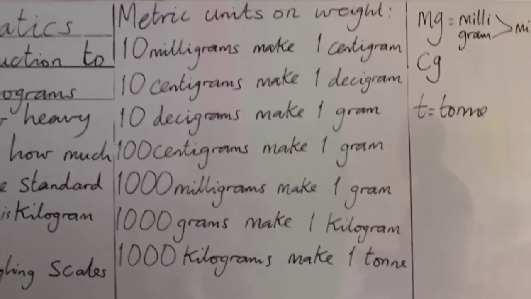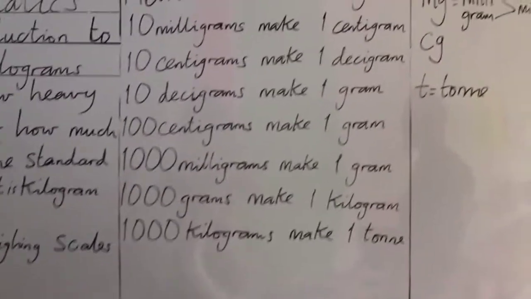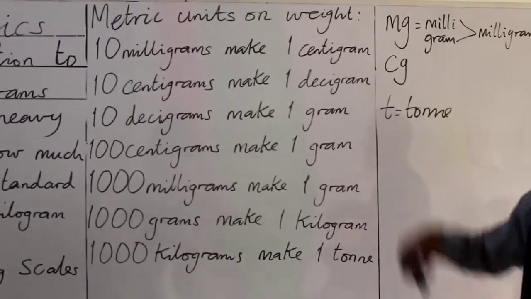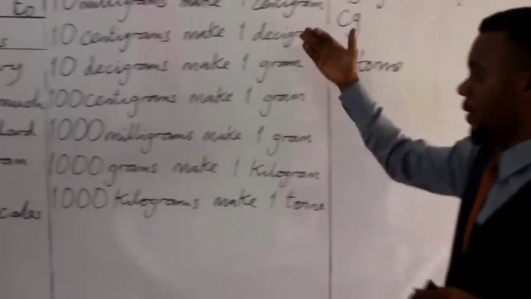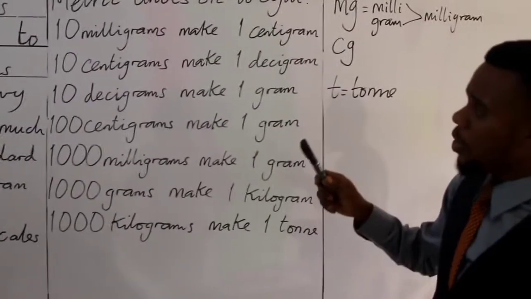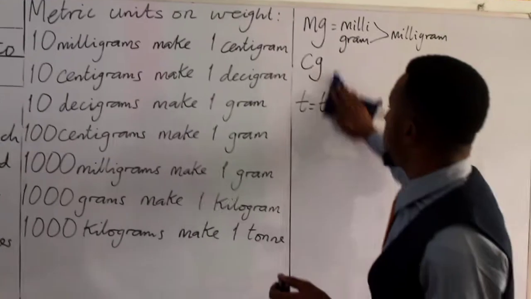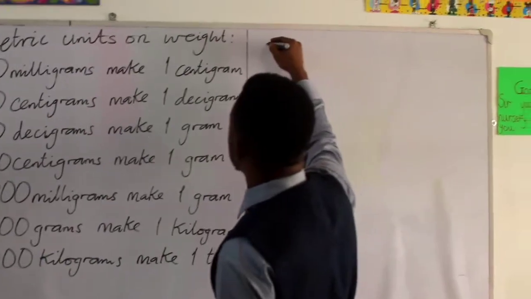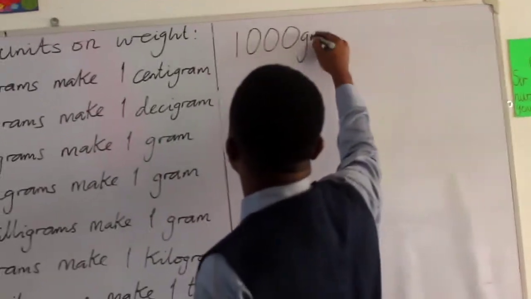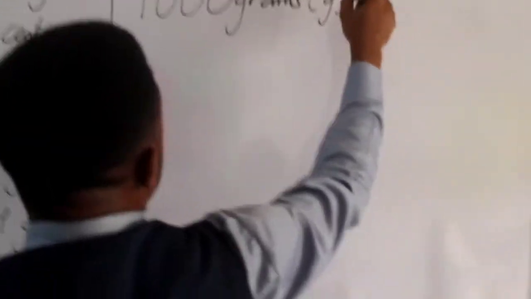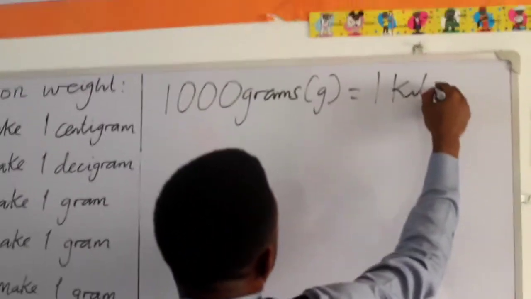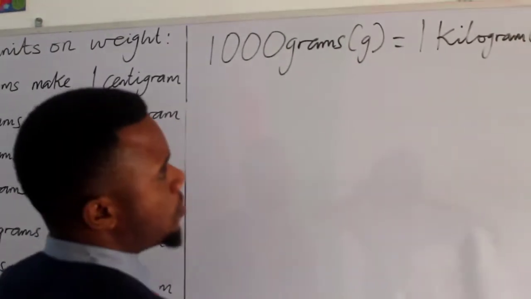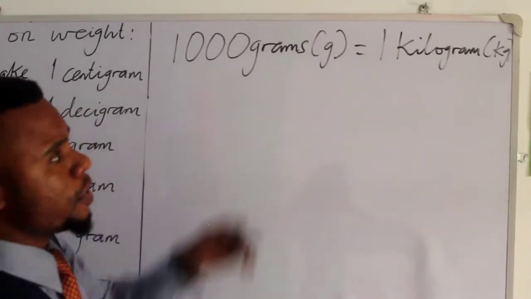So with this, I believe you can go through this metric unit on weight. Keep doing it the way you recite your multiplication table, recite it always, so you get used to this. Remember that we are looking at kilogram and grams. So we said 1000 grams equal 1 kilogram.